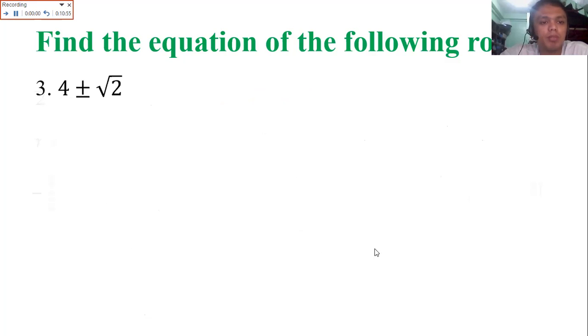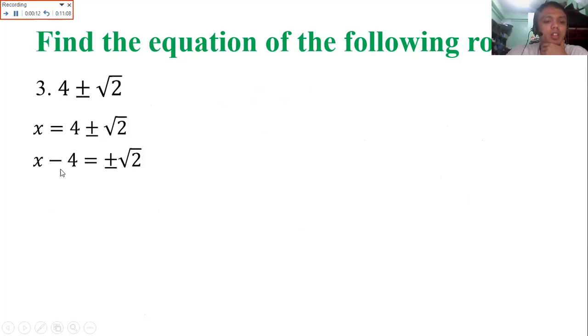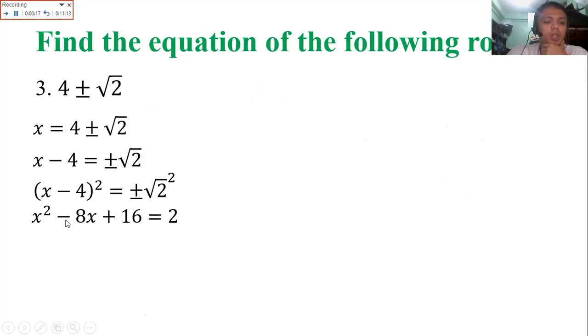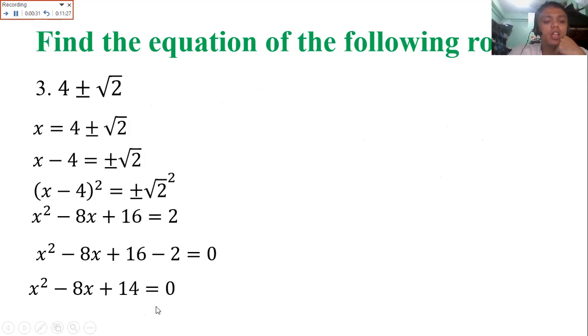Okay. Third one. We have 4 plus or minus the square root of 2. So ito, babalik ako sa FOIL method. So we have x equal to 4 plus or minus square root of 2. Transpose 4. Naging negative 4 yan. Then, square both sides. The square of x minus 4 raised to 2 is x squared minus 8x plus 16. Then, remove the radical sign or the square root sign. Naging 2 na lang. Transpose 2 to the other side. We have x squared minus 8x plus 16 minus 2 equal to 0. Then, the equation is x squared minus 8x plus 14 equal to 0.